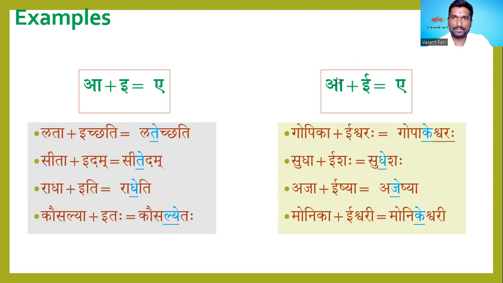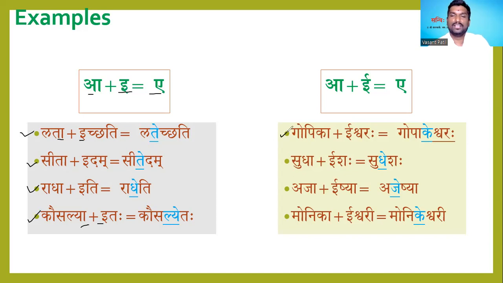Chalo. Now, ā and i, because a we already saw. If ā is followed by i, it will still change into e only. Lata, in this lata ā is there, and ichchati. Lata plus ichchati, latechchati. Sita plus idam, सीतेदम. राधा प्लस इति, राधेति. Kausalya plus itah, kausalyetah. Only the last ā and this i will change into e, and we will substitute both by one letter.